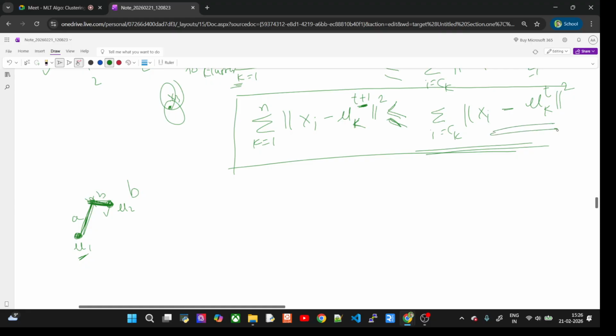So how many times will he jump? We know that, for example, if we have two clusters and 1,000 points, there are 2 raised to 1,000 possible assignments. So you are jumping that many times at most, like 2 raised to 1,000, but it is not infinite, it is finite. Some value will come.